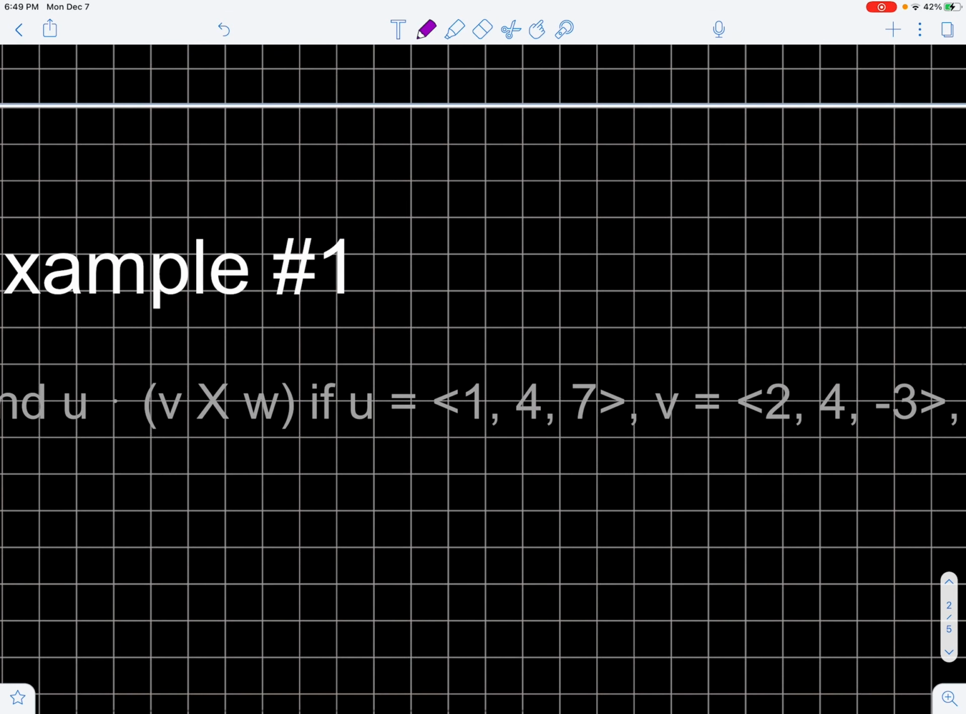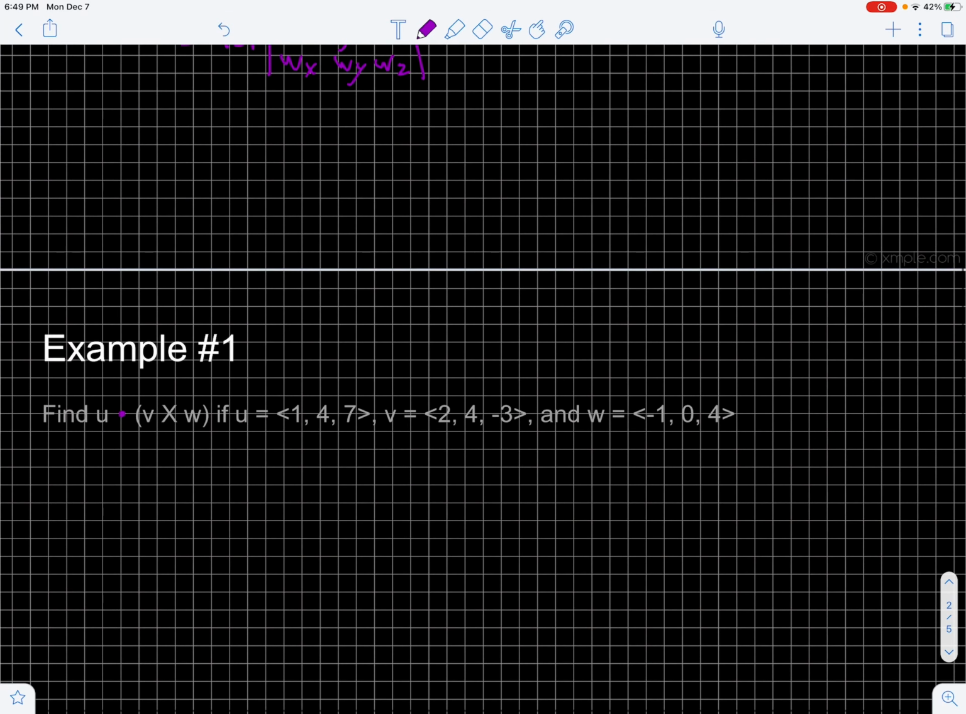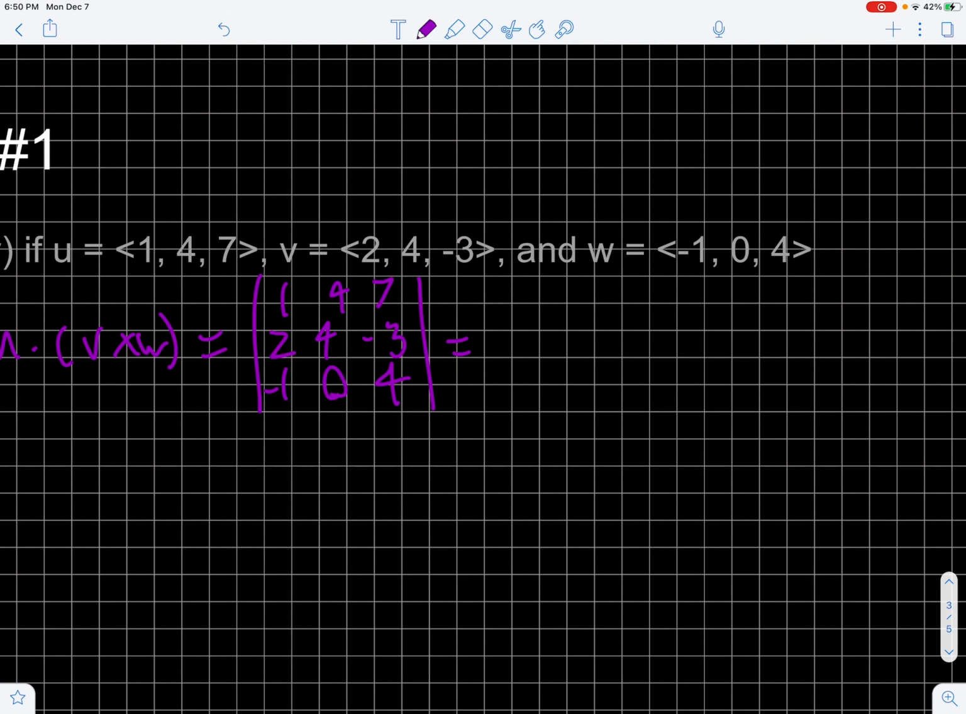Find u dot v cross w, if u equals our favorite vector 1, 4, 7, v equals 2, 4, negative 3, and w equals negative 1, 0, and 4. All right, so we know that u dot v cross w is the same as the determinant of the matrix 1, 4, 7, 2, 4, negative 3, negative 1, 0, 4. All right, so downs minus ups, guys, downs minus ups.